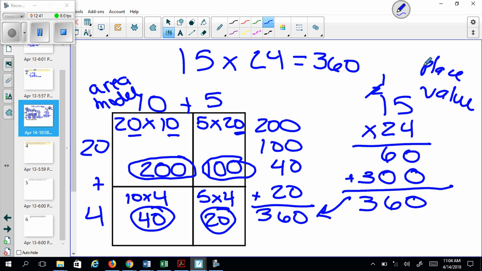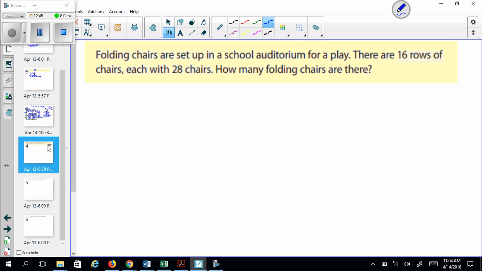Okay? So now we're going to do an example. Here. Folding chairs are set up in a school auditorium for a play. There are 16 rows of chairs, each with 28 chairs. How many folding chairs are there? Okay, so we're talking about rows and how many in each row.